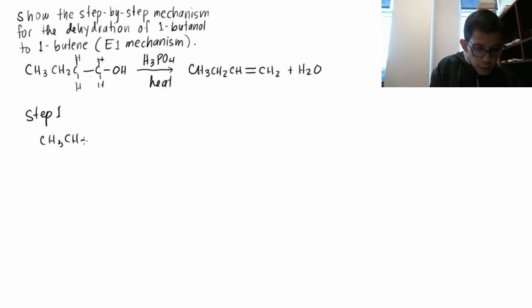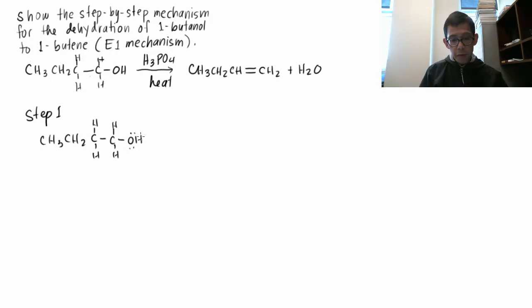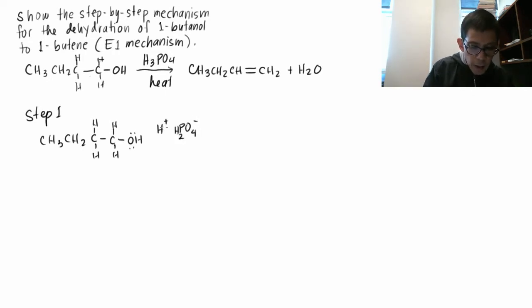So step 1. CH3, CH2, CH, CHOH. That's 1-butanol. Okay, H3PO4 is an acid. So in solution, it's gonna dissociate into H plus and H2PO4 minus. Alright, so then one of the lone pairs on oxygen grabs the H plus.